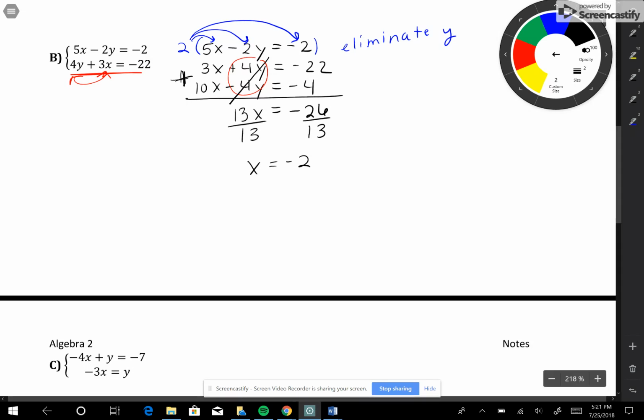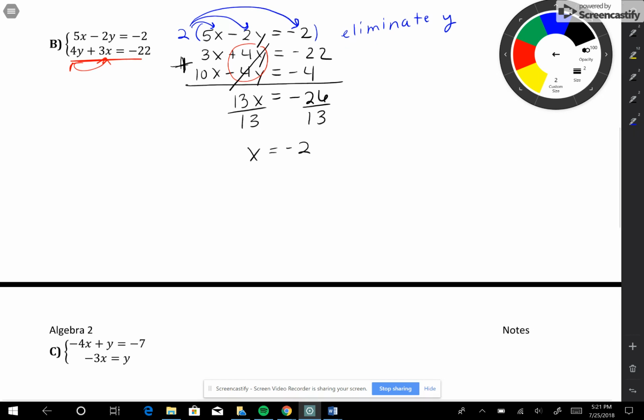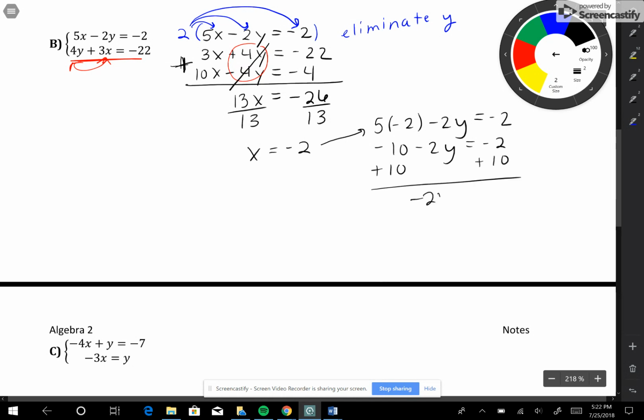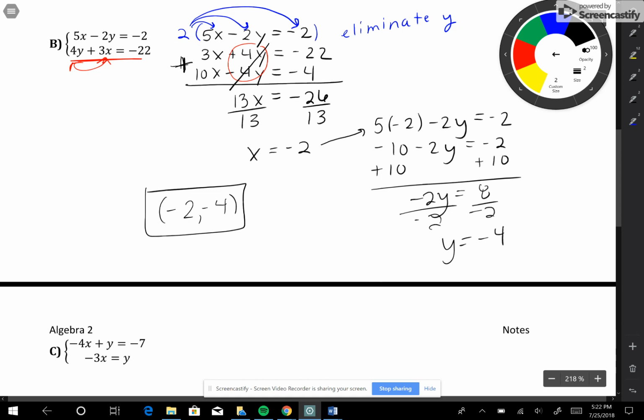I'm going to plug it into the top equation, 5x minus 2y equals negative 2. So 5 times negative 2 minus 2y equals negative 2. This is me plugging it in. That's negative 10 minus 2y equals negative 2. Add 10, add 10. Negative 2y equals 8. Divide by negative 2. And y equals negative 4. So my solution is x equals negative 2, y equals negative 4. And that is the point where these two lines intersect.